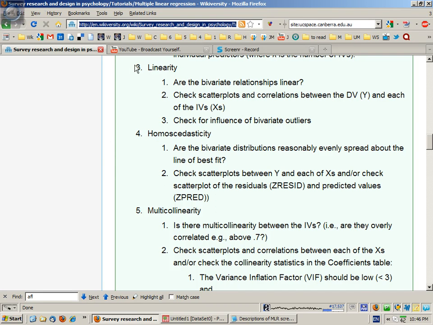Now the next 2 assumptions can be tested by looking at scatter plots, bivariate scatter plots between each of the variables, and in that way you can assess linearity. Are the bivariate relationships linear, or at least are they not non-linear? Watch out for curvilinear or very skewed sorts of plots. And homoscedasticity: is there even spread around the line of best fit, or does it fan out?